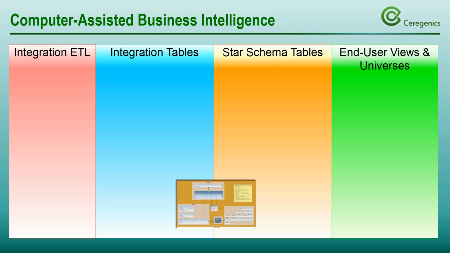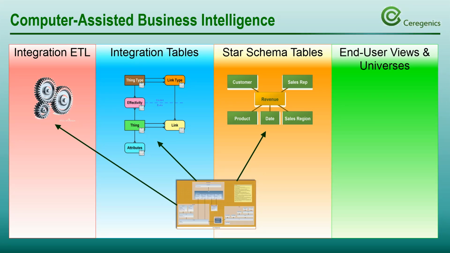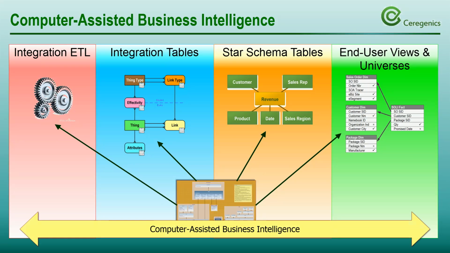Working with a business model and business concepts, we can generate not only the structures in the integration layer, but also the integration layer ETL, the star schemas for the presentation layer, plus the end user views and universes. Rather than just making one layer easier to load, hypergeneralization allows us to computer generate 4 major components of our BI applications, saving a tremendous amount of labor and time.